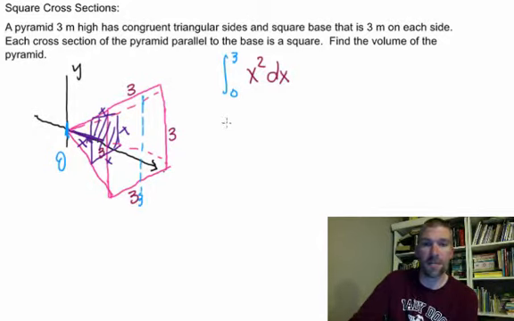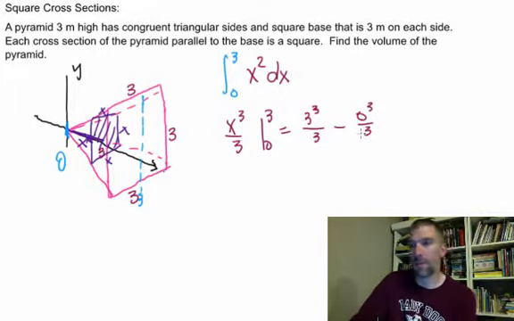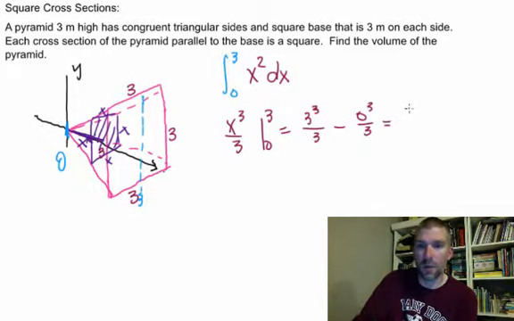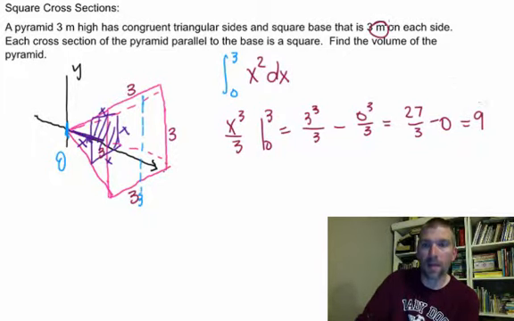So integrate this. He's going to be x cubed over 3, evaluated from 0 to 3, which will give us stop minus start: 3 cubed divided by 3, minus 0 cubed divided by 3. And when you punch that in, you're going to wind up with 27 over 3 minus 0, or 9, and then 9 what? 9 meters cubed.